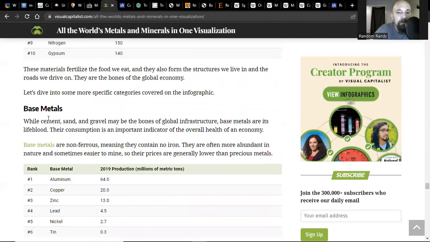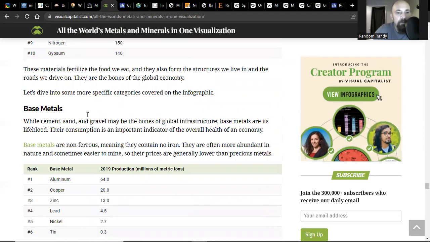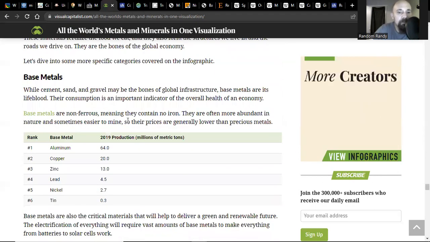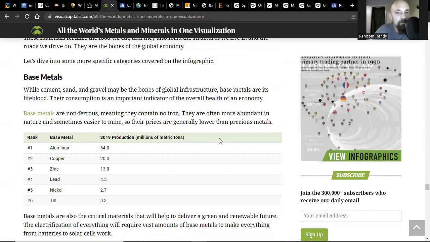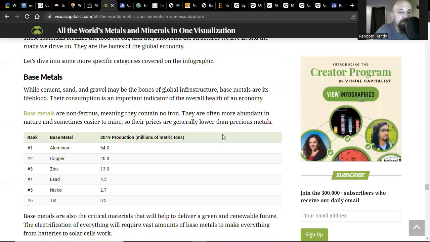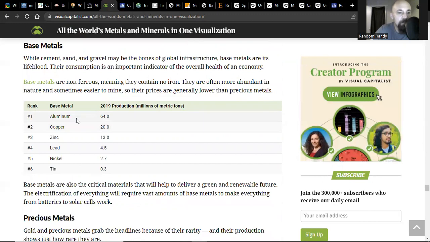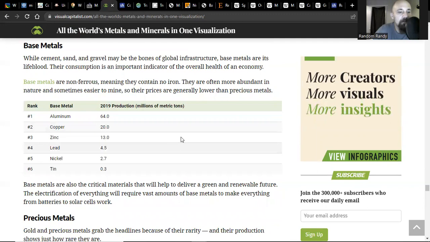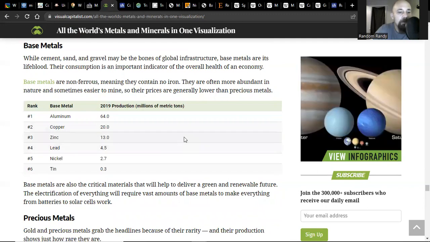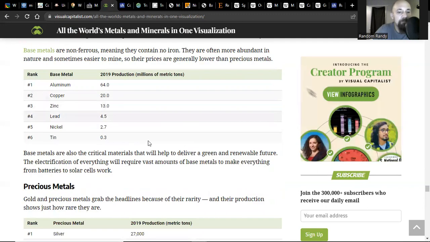Now, base metals being the lifeblood, right? Non-ferrous, meaning they contain no iron, often more abundant in nature and sometimes easier to mine, so their prices are lower than precious metals. Number one, aluminum. Okay. Number two, copper. Number three, zinc. Number four, lead. Number five, nickel. And number six, tin. Okay.